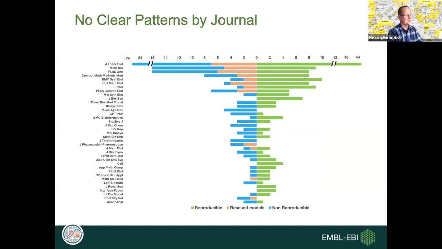There's no clear pattern by journal. We didn't systematically try to relate this to impact factor or so, but we didn't see any clear patterns where specific types of journals were publishing more reproducible or less reproducible results. Although, of course, there are some cases where journals have, at least so far in our hands, only provided non-reproducible models, which is a bit dubious. But again, the sample sizes here are relatively small. But of course, we would like this much more to be on the green side.